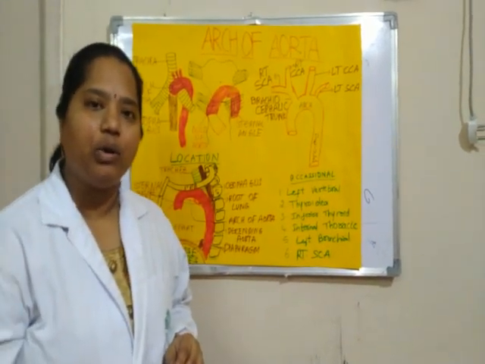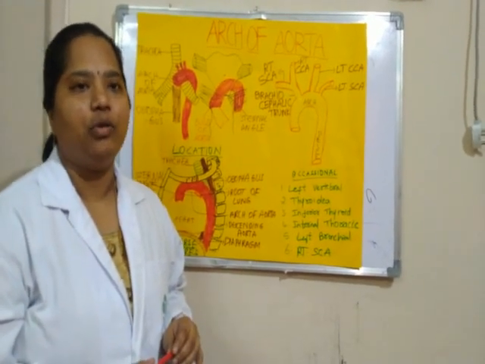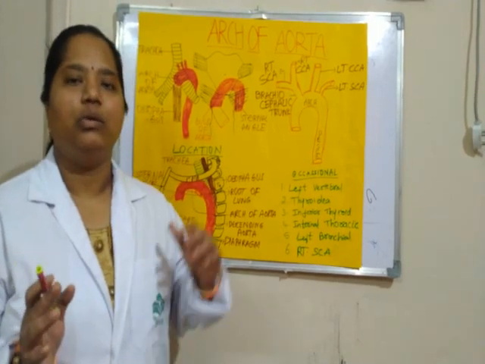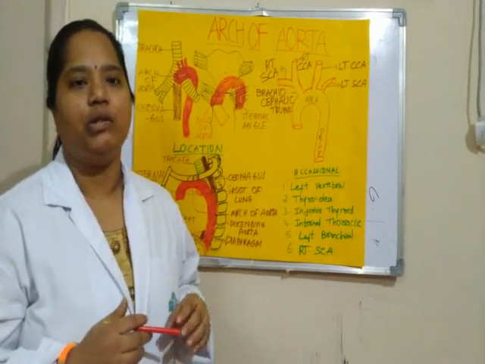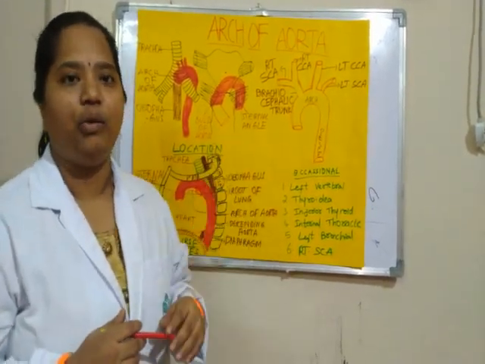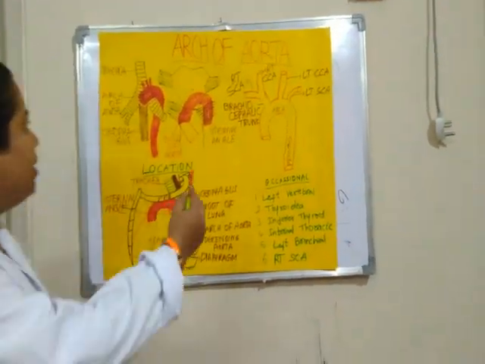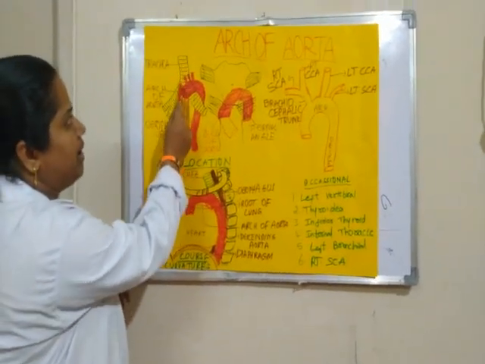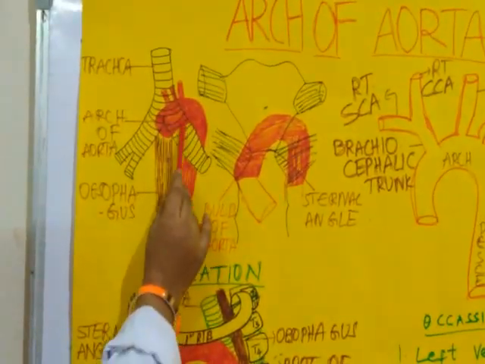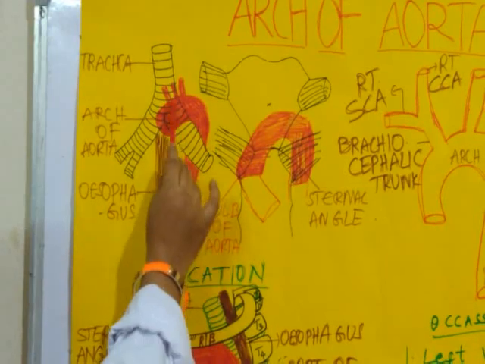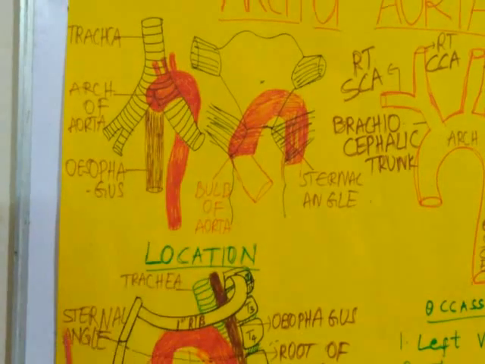So arch of aorta forms an arch over the root of left lung. So we have right lung, left lung. Left lung root means whatever structures are entering into the left lung. So this arch of aorta forms an arch over the root of the left lung. Here we can see the trachea, bifurcation of trachea, and you can see arch of aorta running over the left principal bronchus. So that's why it is called arch of aorta.